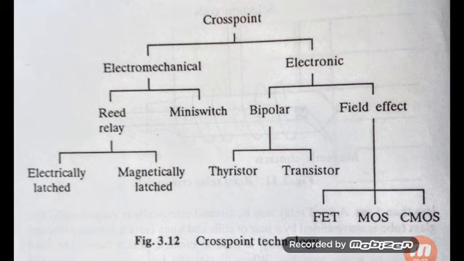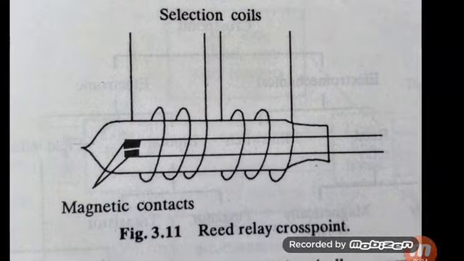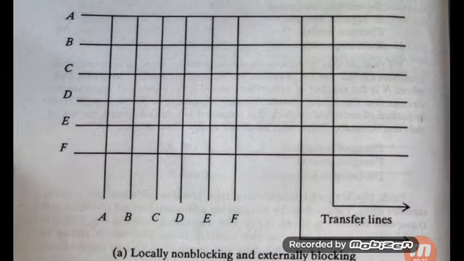Mini switches are mechanically latched and generally use V notches for this purpose. These are the mini switches A, B, C, D, E, F, and the transfer lines are the mini switches. All are used to transfer the information within the span of 1 to 10 milliseconds and without adjustments or distortion.